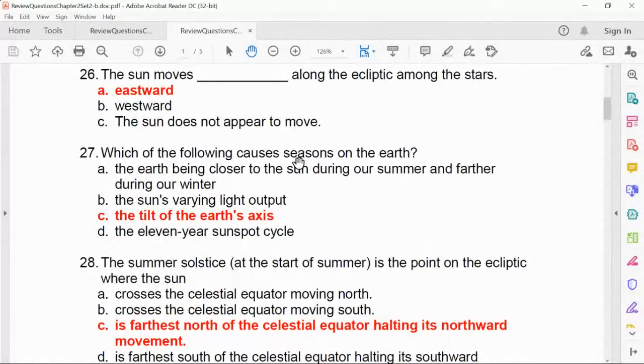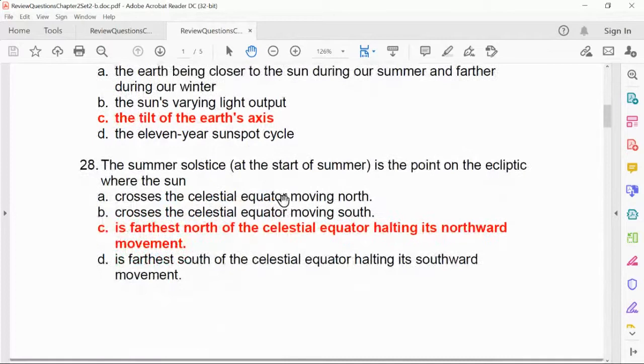Question 27, which of the following causes seasons on the earth? Of course, the tilt of the earth's axis. Question 28, the summer solstice, which is the start of the summer, is the point on the ecliptic where it is furthest north of the celestial equator, halting its northward movement.